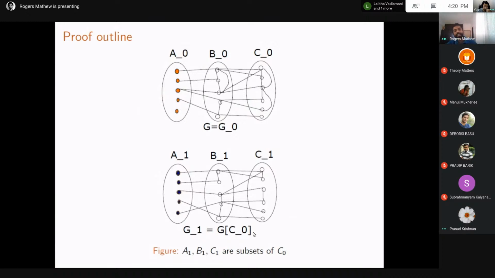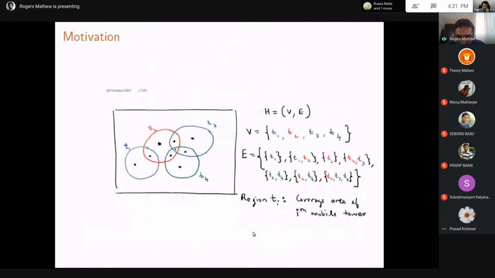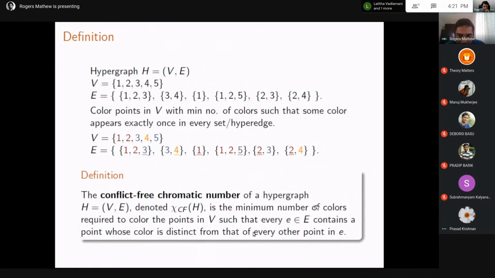Would that be interesting to the wireless communication community? Maybe I have some problem, let me think about this. Talk to you after the session. So you are basically asking, within a hyperedge, the number of colors appearing, is there a lower bound to it? Here in this particular 1, 2, 5, there are 2 colors appearing, red and blue. Okay, so that may have some application. Yeah, exactly.